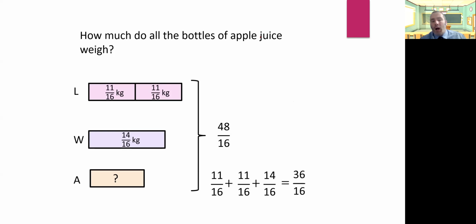Now, I need to work out what the weight of the apple juice is. So I know my total weight, and I now know the weight that I've got already. So I need to do 48 take away 36, which will give me 12/16. I could leave this fraction like that, but you know me, we've been doing it all through this session. I'm going to simplify it.